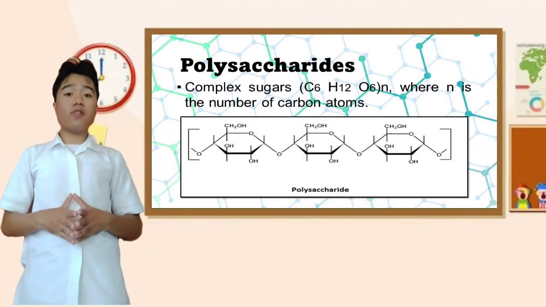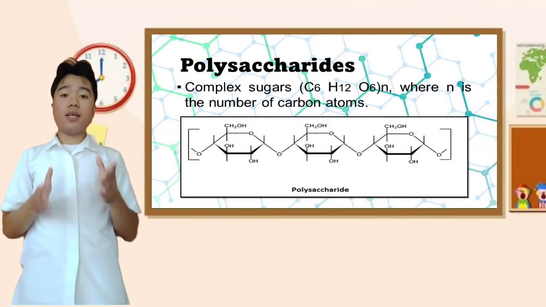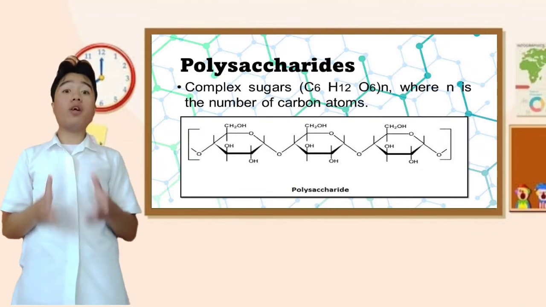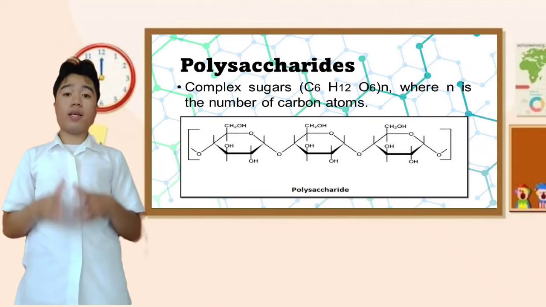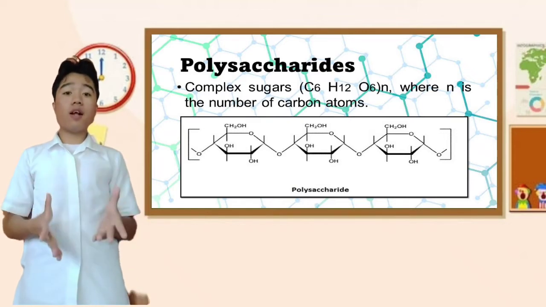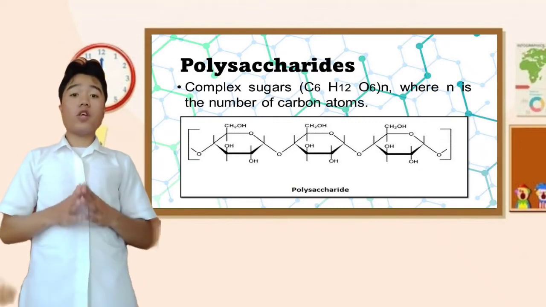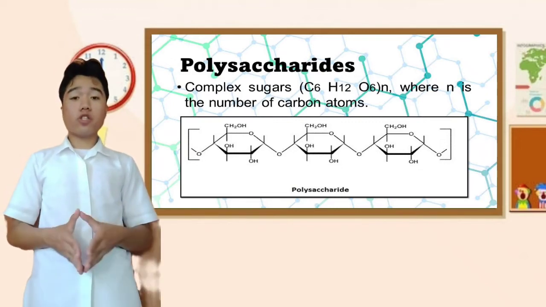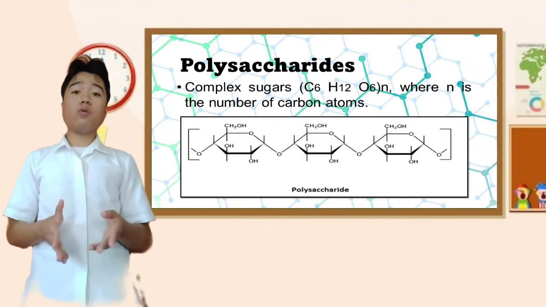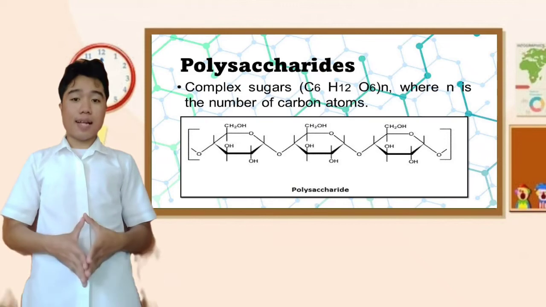Next, the last classification of carbohydrates is polysaccharides. It is the combination of more than two sugars, and it is considered to be the complex sugar. Its chemical formula is complex as well. The examples for the polysaccharides are starch, glycogen, cellulose, and chitin. We'll talk about those in the next slides.